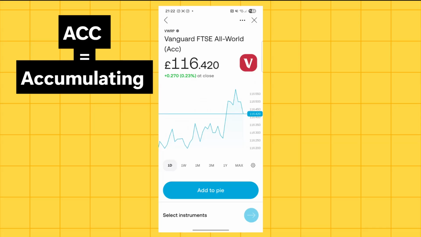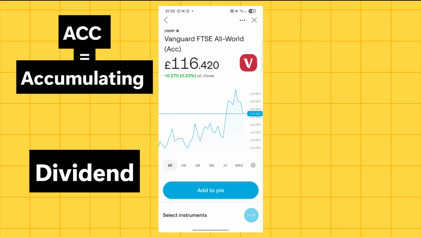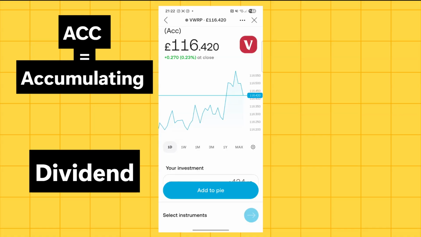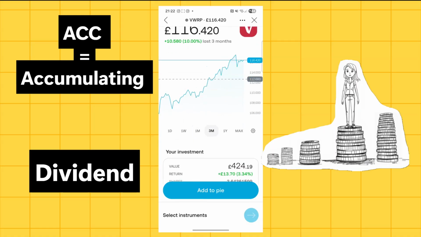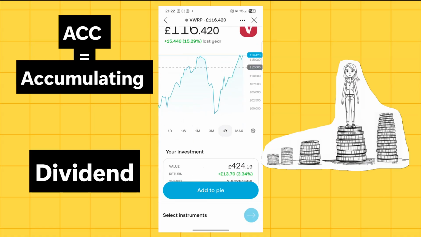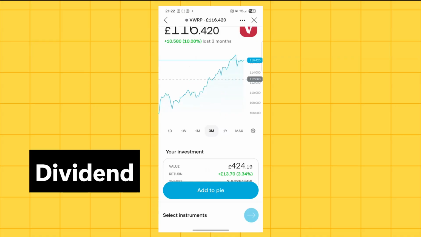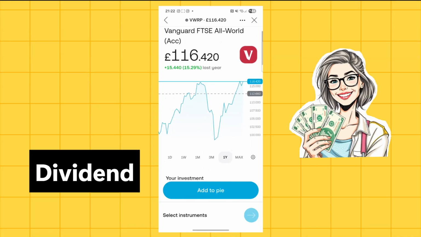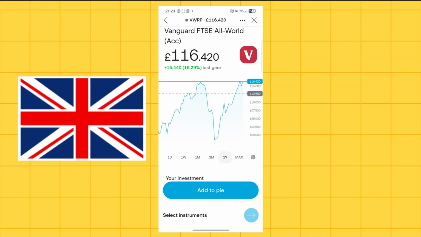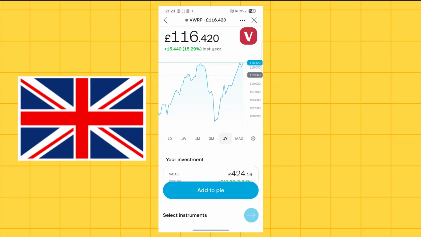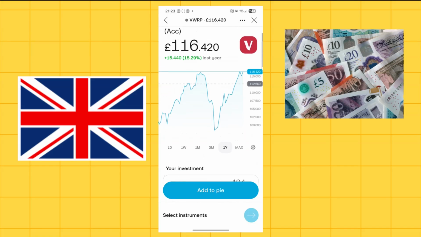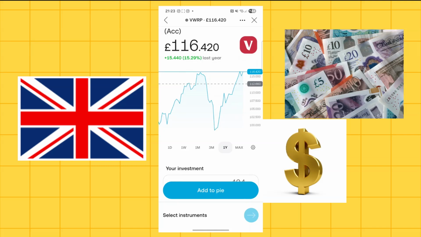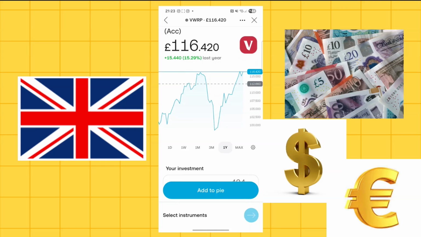ACC stands for accumulating, which means when a dividend is paid out from the ETF, it will be invested straight back into the account, adding to the growth of the investment. Whereas with the other options, the dividend can be paid out directly to you. This is called distributing. Because we're based in the UK, I've picked an ETF that is listed in Great British Pounds. You can buy it in US dollars, euros, or Swiss francs, and they will be listed on different stock exchanges but track the same thing.